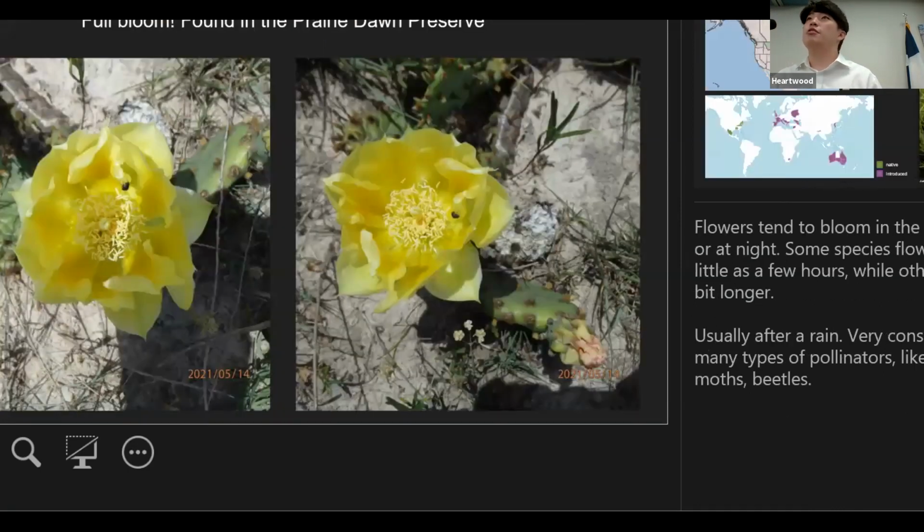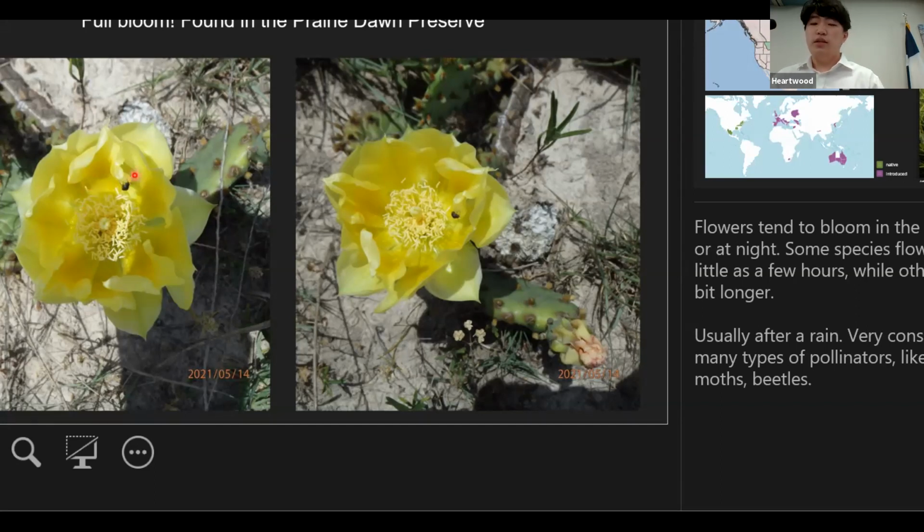As for the flower, it is quite large relative to the size of the Opuntia itself, and very pretty and definitely very conspicuous to pollinators such as this beetle. Let me point it out to you right here. You see it? There you go.